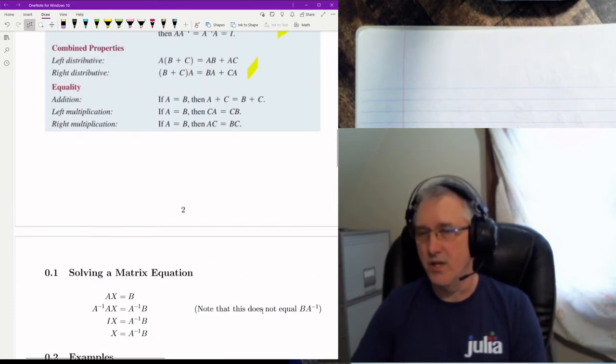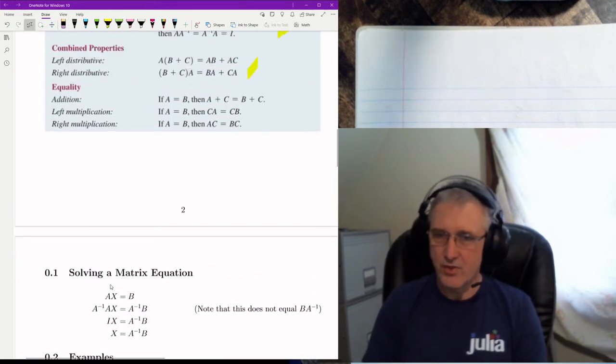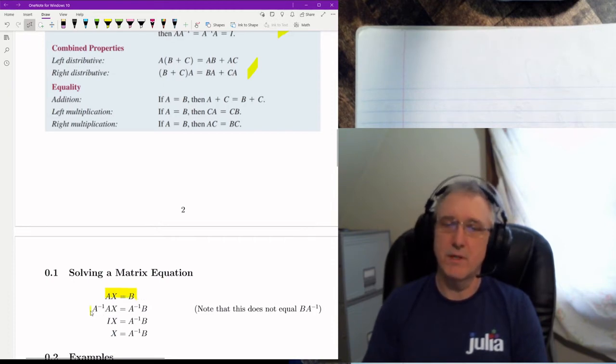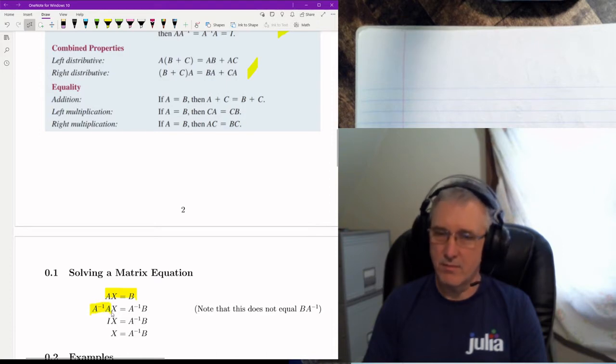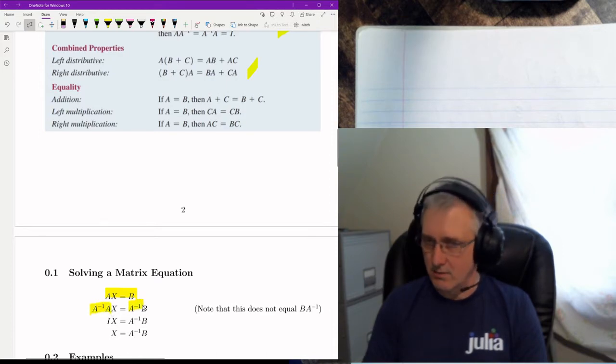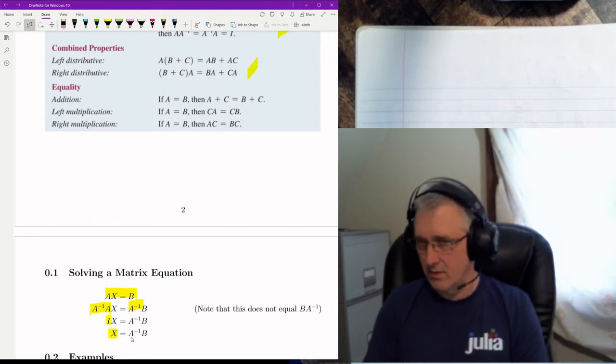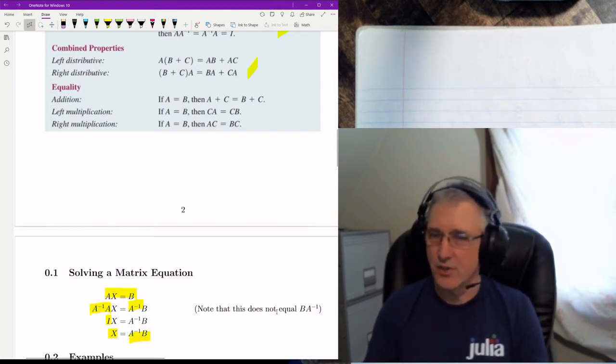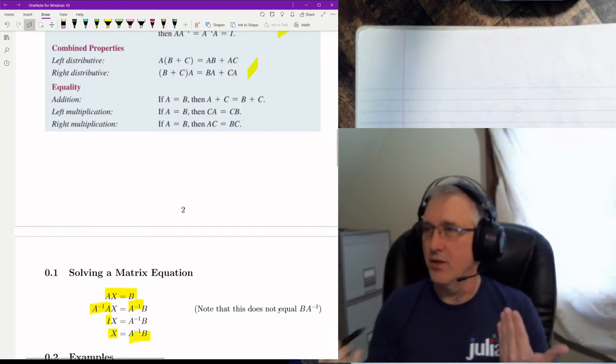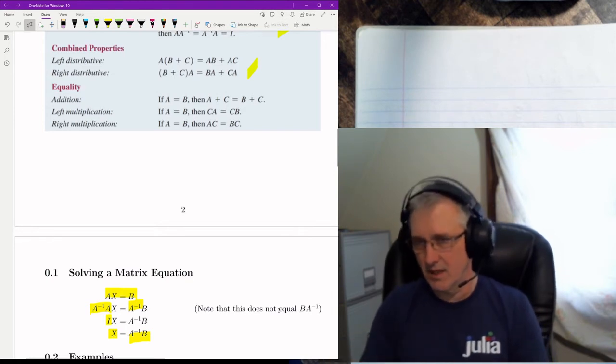How do we solve a matrix equation? Well, you start with your matrix equation, ax equals b. You take the inverse of a, and you left multiply that on both sides. A inverse a is equal to I. Ix is equal to x. So then you have a inverse b equals x. So that's your solution. And then you multiply your a inverse and your b to get that solution.